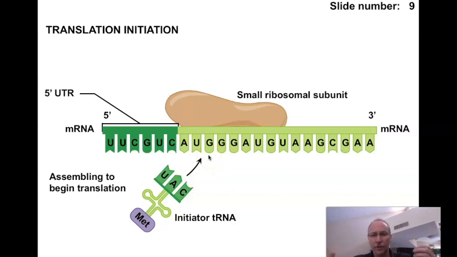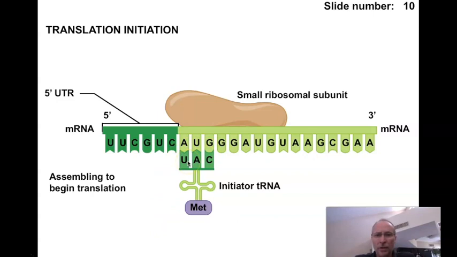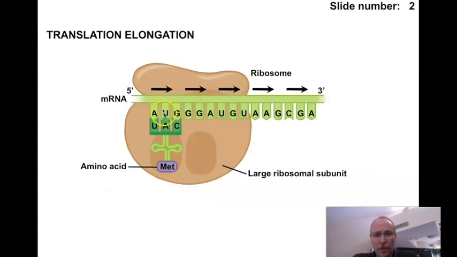How does that happen? It's physics. It has to do with the fact that this actually has these bonds that are complementary to the polar covalent bonds here, and they get attracted and are stabilized by this small subunit, and it's ready to go. So the next step is a large subunit comes in and binds, and there's the large subunit bound. So we're done with initiation.